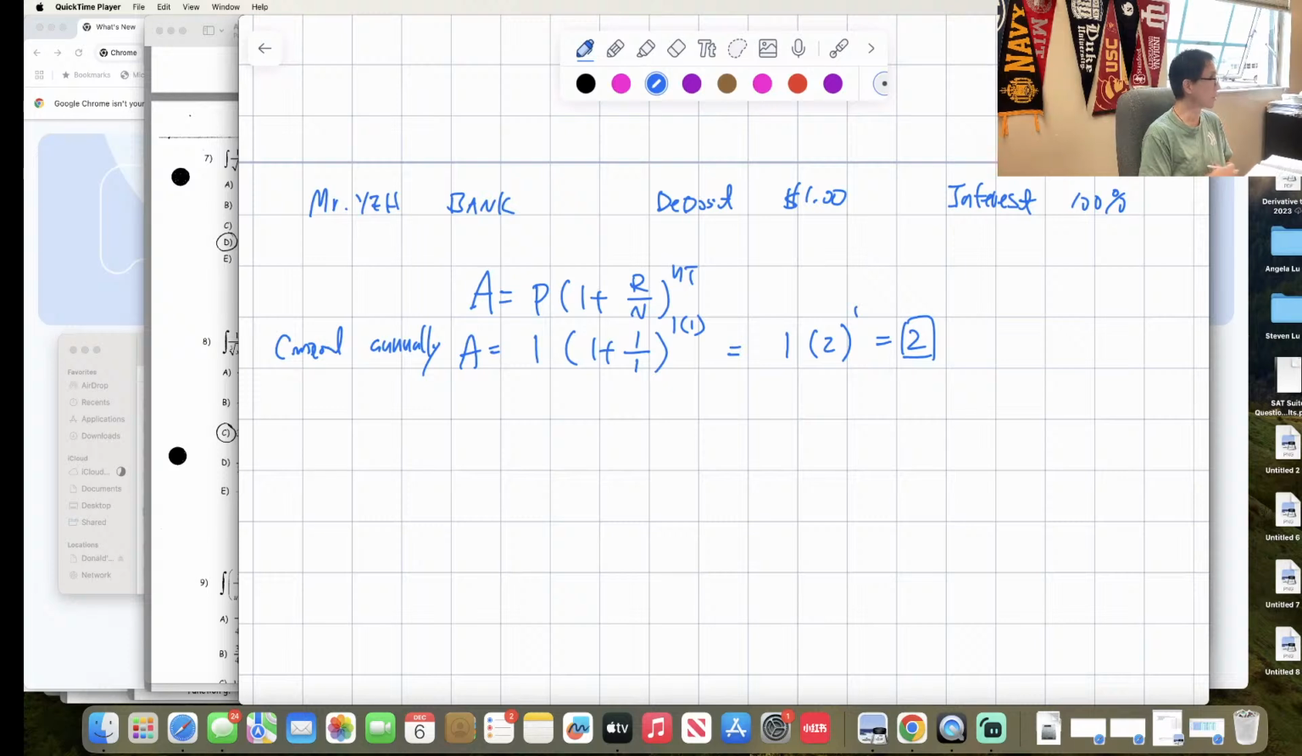Now you say, okay, well, Mr. Ye, I don't want to compound just once. I want to compound multiple times. Fine. We can do semi-annually. So A equal to 1 times 1 plus 100% interest rate. How many times do we compound? 2. But this one's going to be 2 times 1. Does that make sense? So that means I'm going to break that 100% interest into 50% interest.